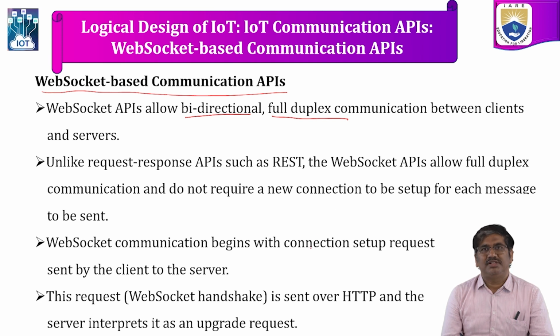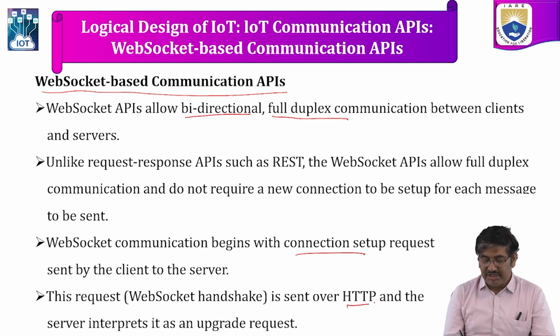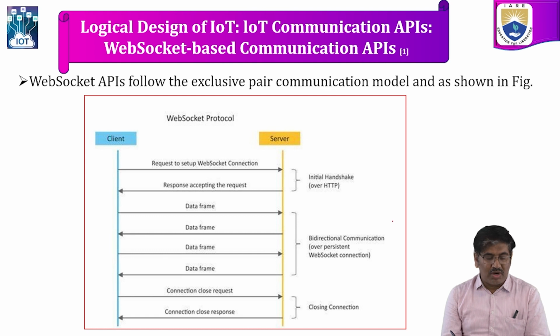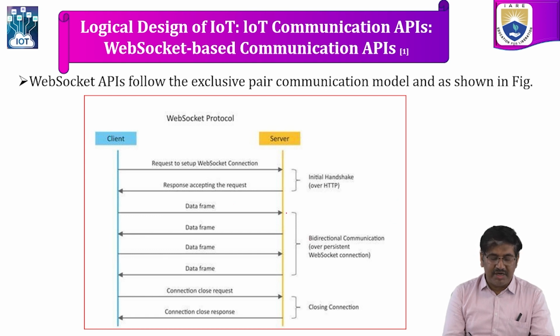WebSocket communication begins with a connection setup request sent by the client to the server. This WebSocket handshake request is sent over HTTP and the server interprets it as an upgrade request. So in the WebSocket protocol, the client and server communicate first by establishing the connection with a request from the client to the server. Once the connection is established, it is for the initial handshake over HTTP. Then the server gives a response accepting the request from the client.